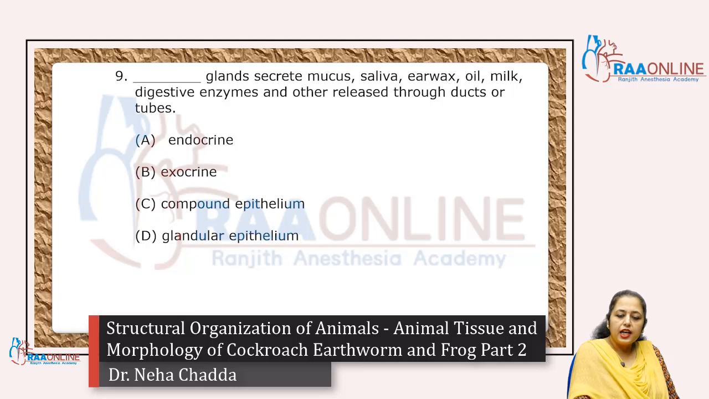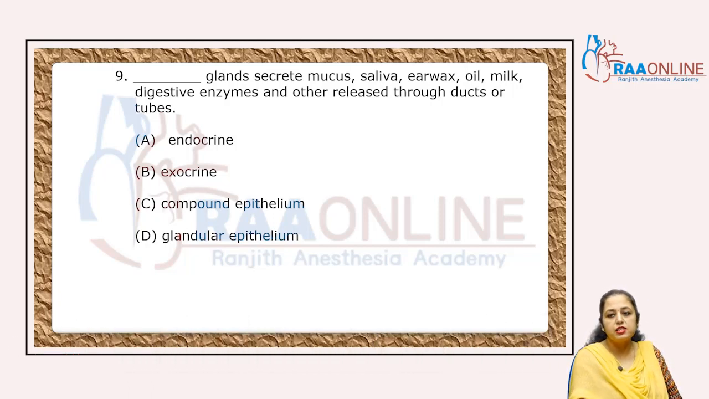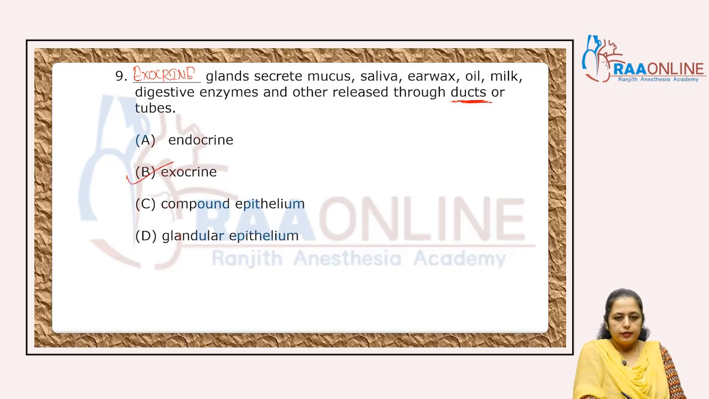Now the gland secretes the mucus. Mucus, saliva, earwax, oil, milk, all these are secretions of the exocrine glands, which are released through ducts, already mentioned in that, right? That is also taken from the NCERT line, right? So the answer is exocrine, and in that way the correct option is B, right?